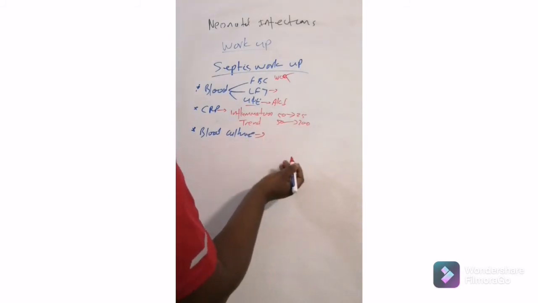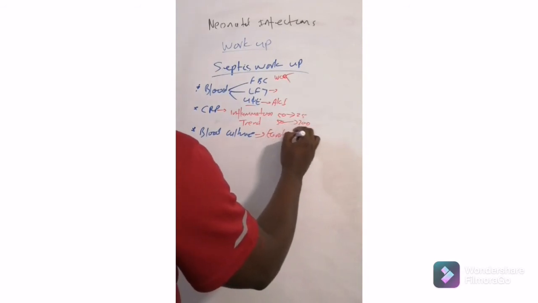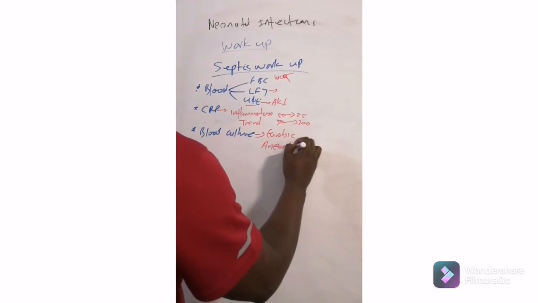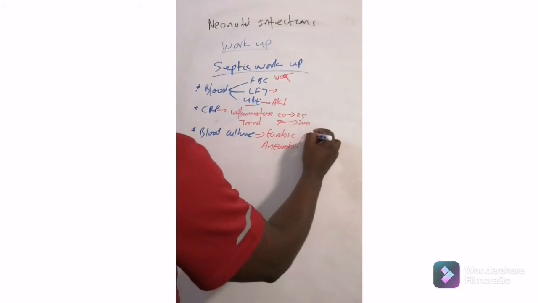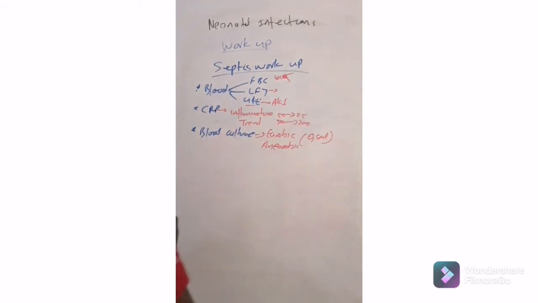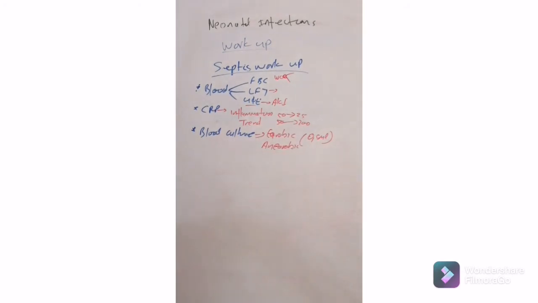And the blood culture is 2 bottles, right? It's the aerobic and the anaerobic. And you want at least 0.5 mils in both bottles, and try to be as sterile as possible, because you don't want skin commensals to be in your results.